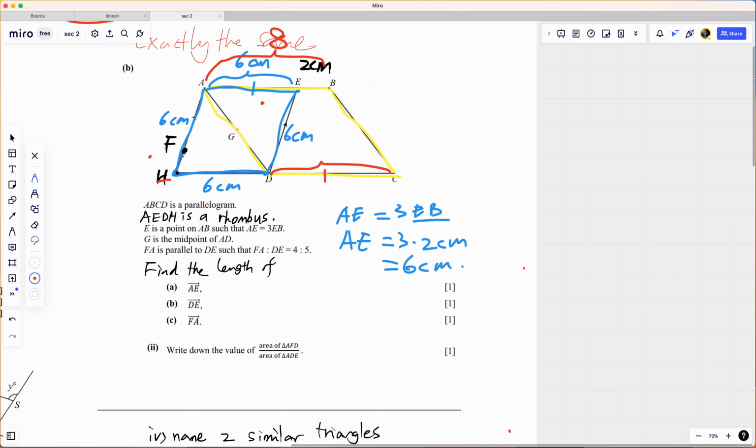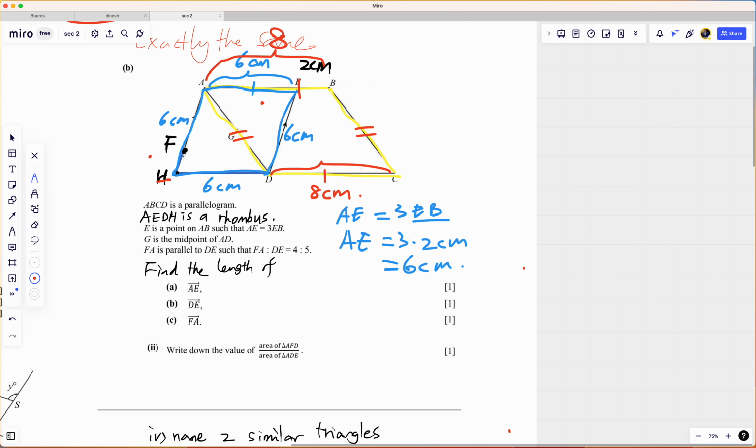This one matches with this one, right? This is 8. This one also 8. Why? Because parallelogram means opposites are the same. So this is 8, this is also 8. But for AD, I don't know yet. So that means this and this, I don't know. So I try to write down all the information that I know.